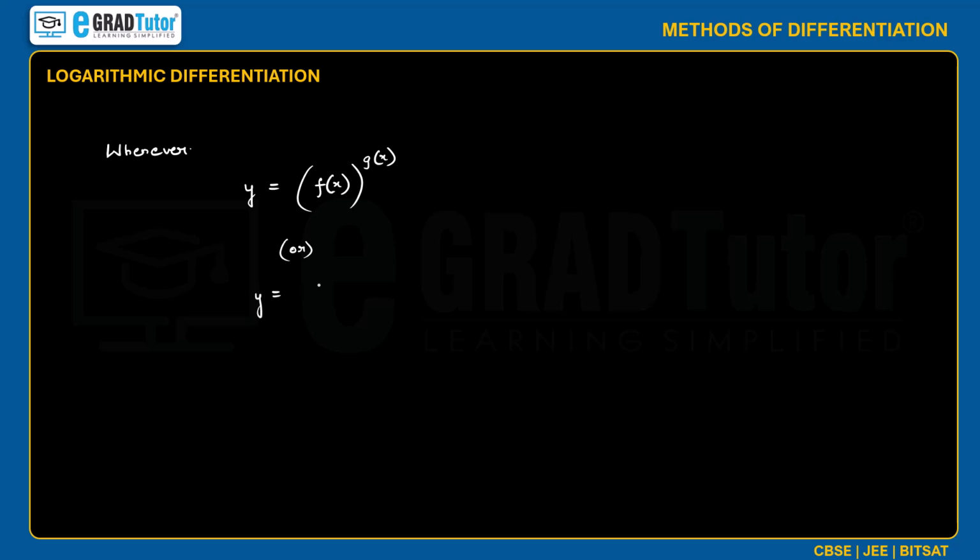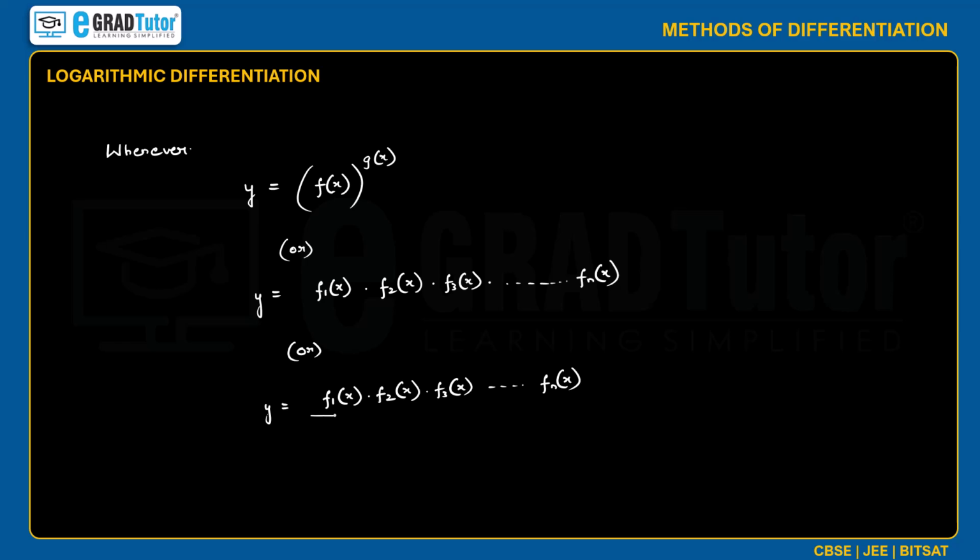y is equal to f1 of x into f2 of x into f3 of x into so on fn of x, or y is equal to f1 of x into f2 of x into f3 of x, so on fn of x divided by g1 of x into g2 of x, g3 of x, so on into gn of x.